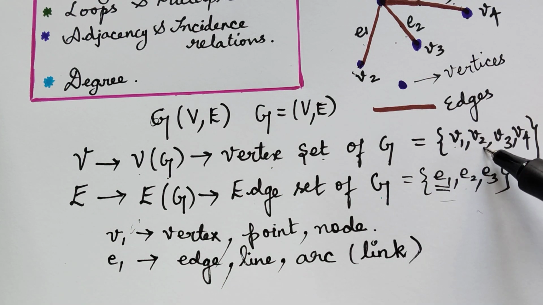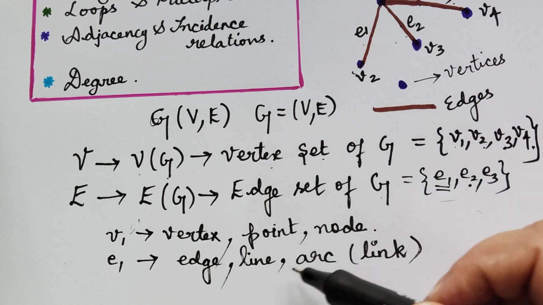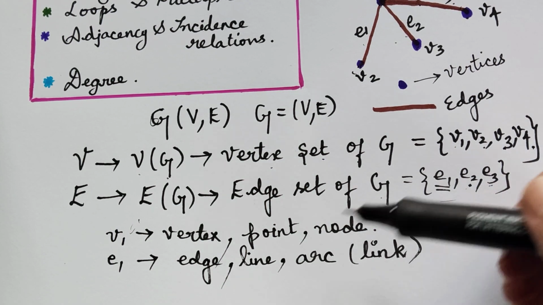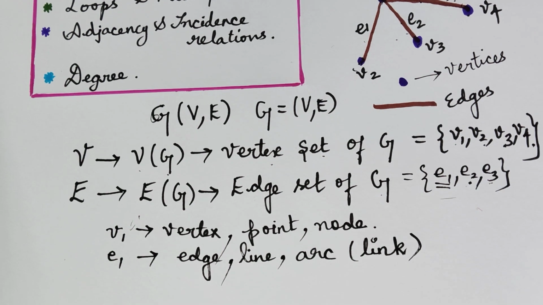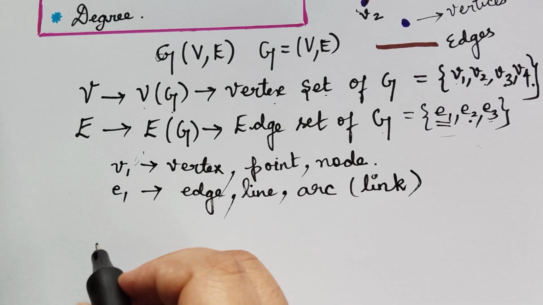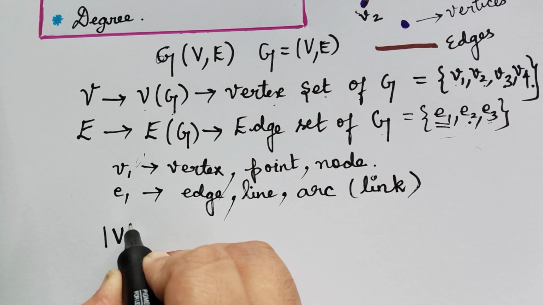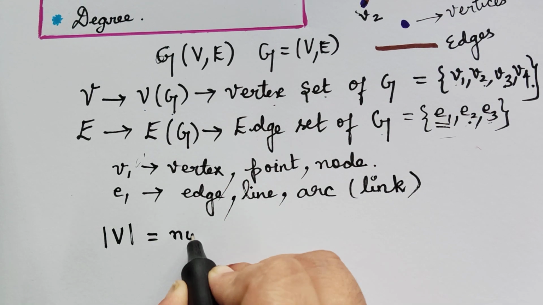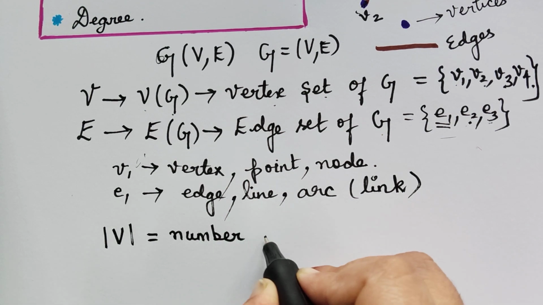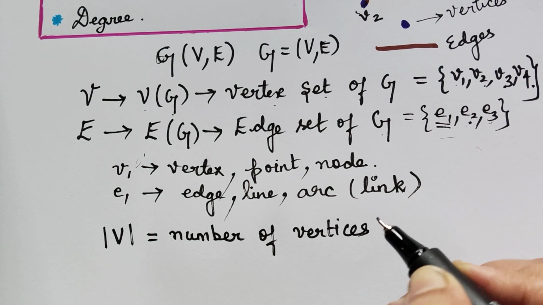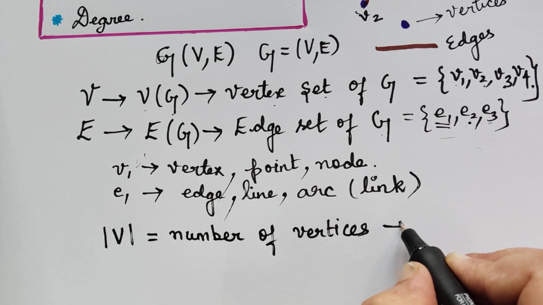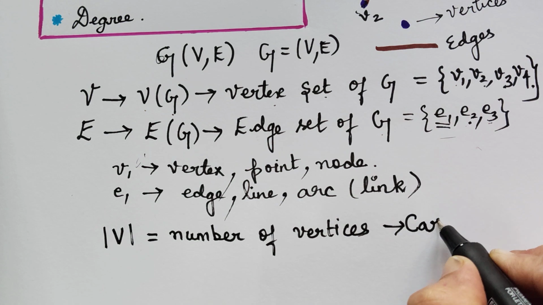Similarly, V2 is a vertex, V3 is a vertex, and V4 is also a vertex, and E2 is an edge, and E3 is also an edge of this graph, and together they form a graph. The next representation that we will be learning is modulus of V, which will give us the number of vertices of this graph. That is also known as the cardinality of the vertex set.